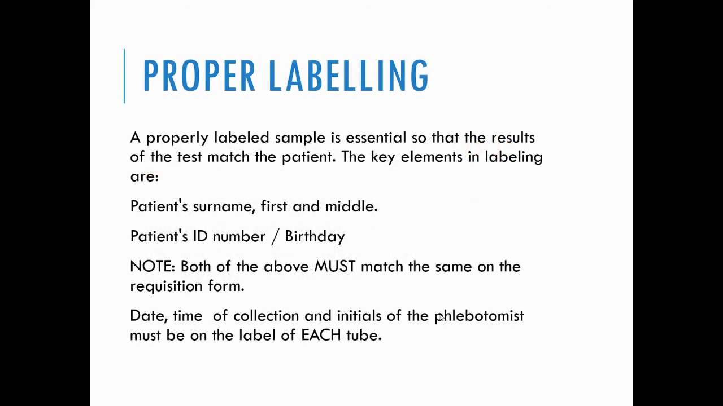Proper labeling. A properly labeled sample is essential so that the results of the test match the patient. The key elements in labeling are the following: the patient's complete name, the surname, first name, middle name, and the patient's ID number. The ID number is on the wrist band for admitted patients. But for outpatients, we need to write their birthday. And both of the above must match the same on the requisition form.